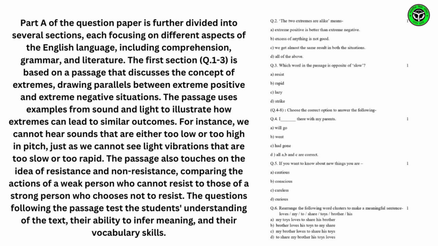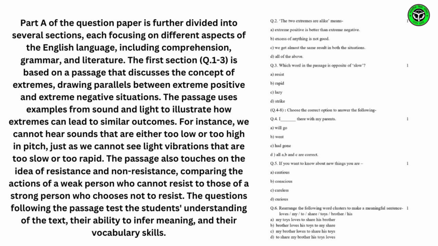The first section, questions 1 to 3, is based on a passage that discusses the concept of extremes, drawing parallels between extreme positive and extreme negative situations. The passage uses examples from sound and light to illustrate how extremes can lead to similar outcomes. For instance, we cannot hear sounds that are either too low or too high in pitch, just as we cannot see light vibrations that are too slow or too rapid.